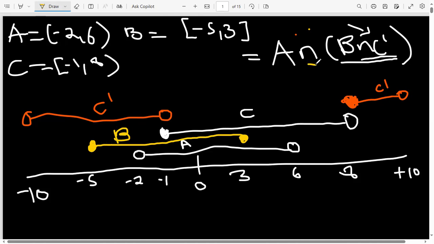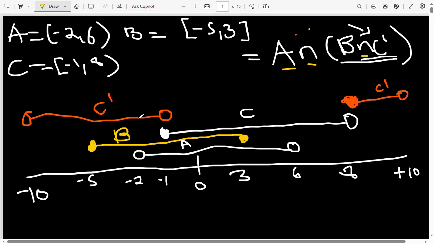So now, since we have intersection and we have intersection here, we just want to find the point where A is intersecting B and B is intersecting C complement. So the white line is for the A, the yellow line for the B, and we have the C complement, which is in, I don't know if this is orange or red.